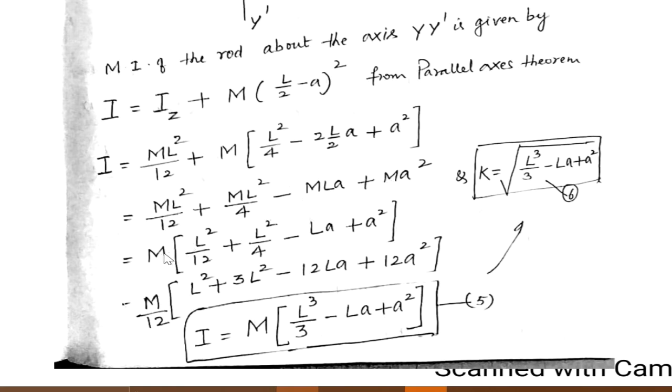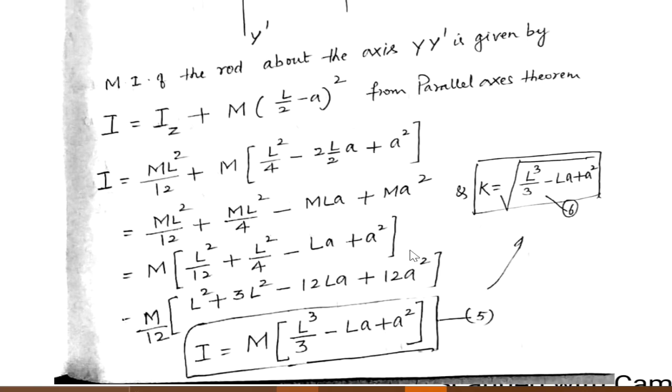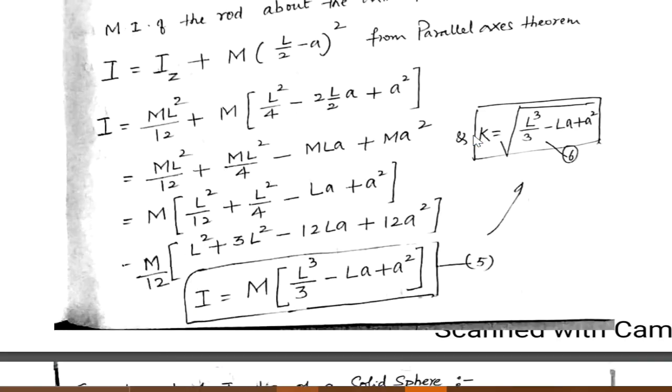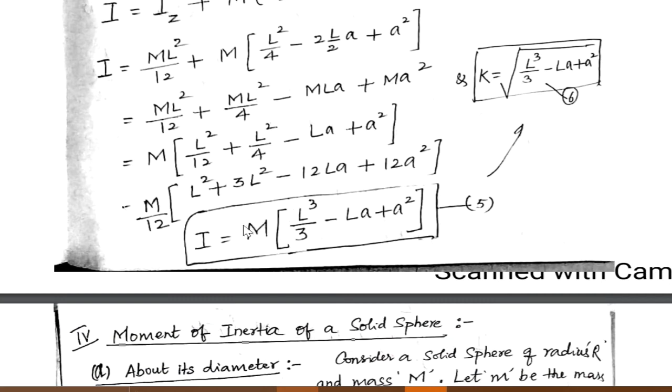Take LCM now. Take out m, common factor, and then the first term is L square by 12 plus L square by 4 minus L into a plus a square. Now take out LCM, 12 is the LCM, so m by 12 into first term is L square, second term is 3L square, next minus 12 L into a plus 12a square. So on simplifying, we get this final expression. I is equal to m into L square by 3 minus La plus a square.